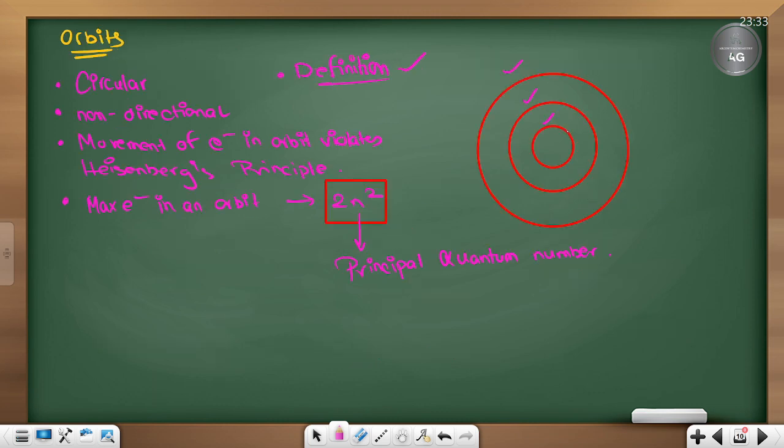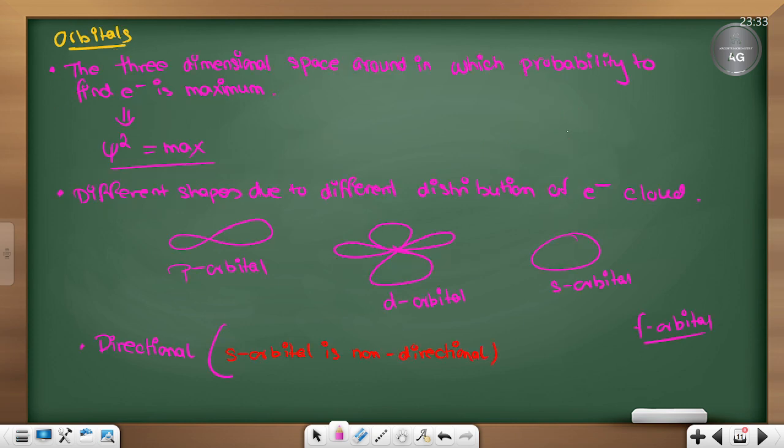What was the next one? If you write movement of electron violates Heisenberg's principle, the concept of orbital is in accordance, so here it does not violate Heisenberg's rule. Clear? Last point, maximum electron.